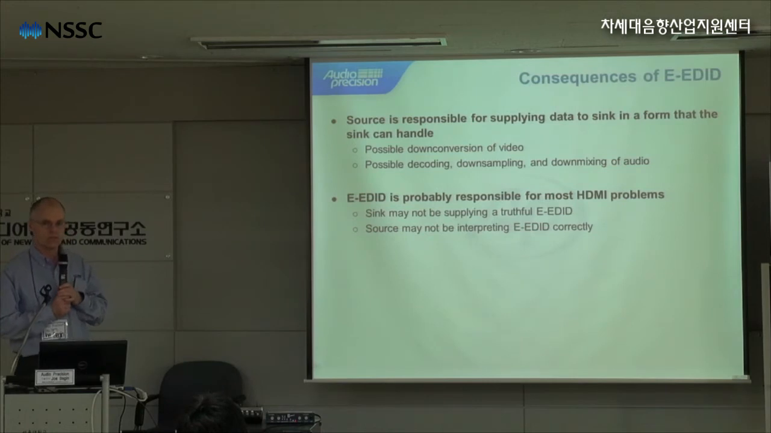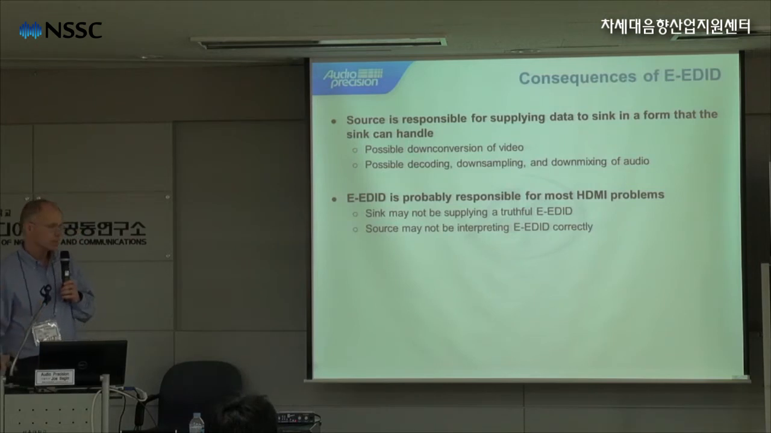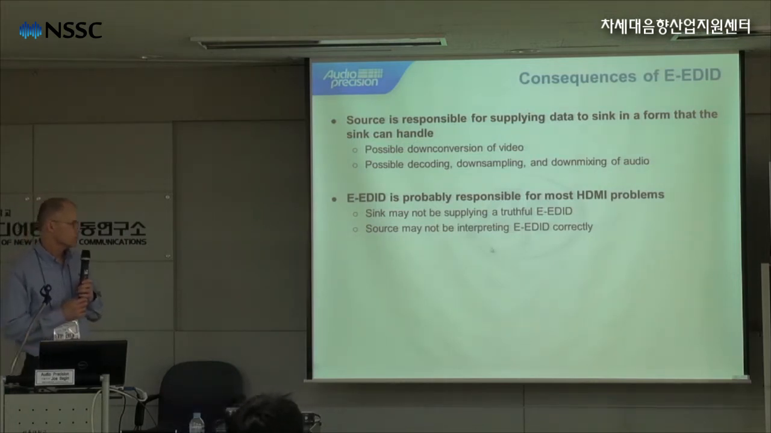In other words, the TV might say, I take encoded audio like Dolby Digital, but it might only accept 2 channels of audio. And the source device will play the encoded audio, and of course it won't work. It'll sound terrible because it's not audio. On the other hand, the source may not be interpreting the EDID correctly.